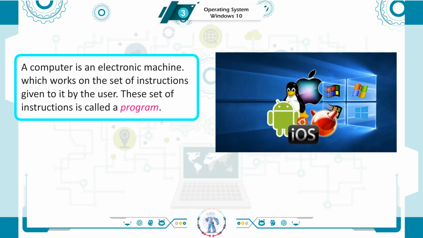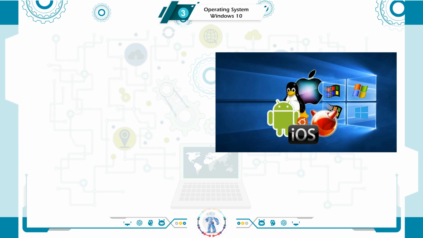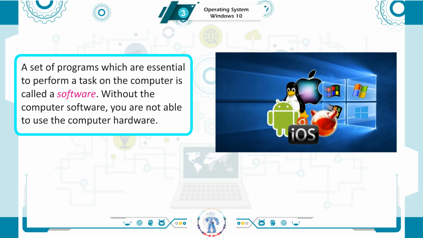A computer is an electronic machine which works on the set of instructions given to it by the user. This set of instructions is called a program. A set of programs which are essential to perform a task on the computer is called software. Without the computer software, you are not able to use the computer hardware.